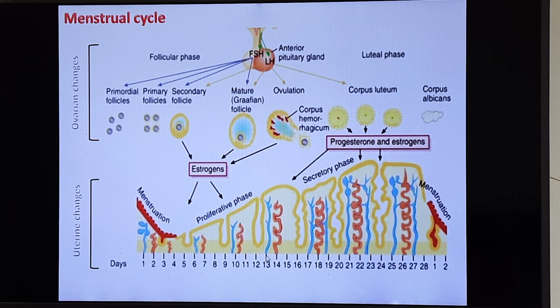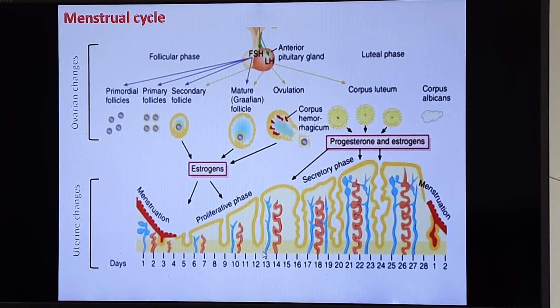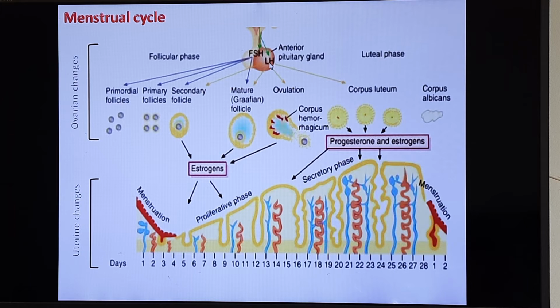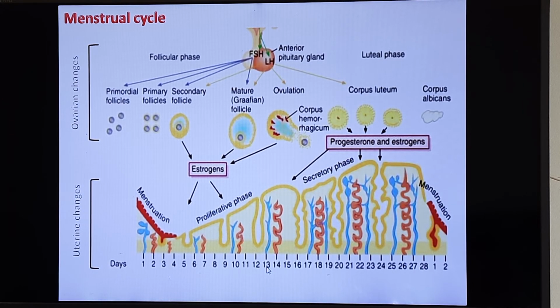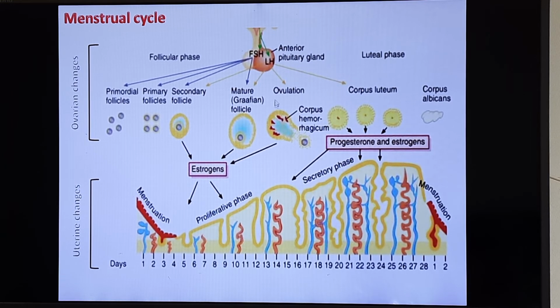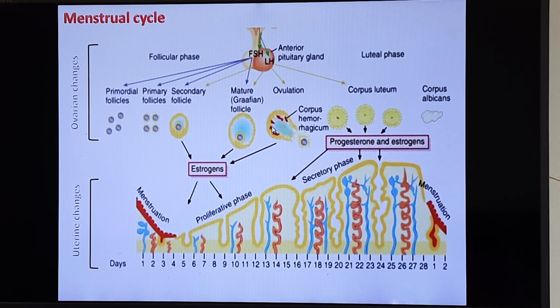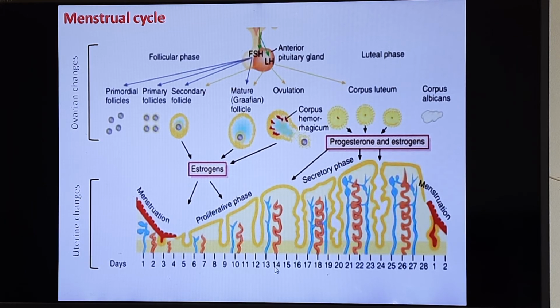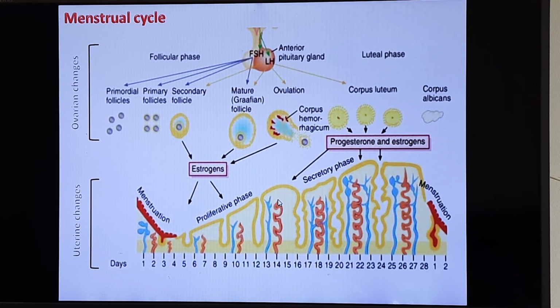At the end of the proliferative phase, follicle stimulating hormone slowly decreases and luteinizing hormone starts secreting. After the 13th day of the menstrual cycle, the level of luteinizing hormone is highly increased. This causes the Graafian follicle to rupture and the ovum comes out. This process is known as ovulation. It takes place on the 14th day of the menstrual cycle.